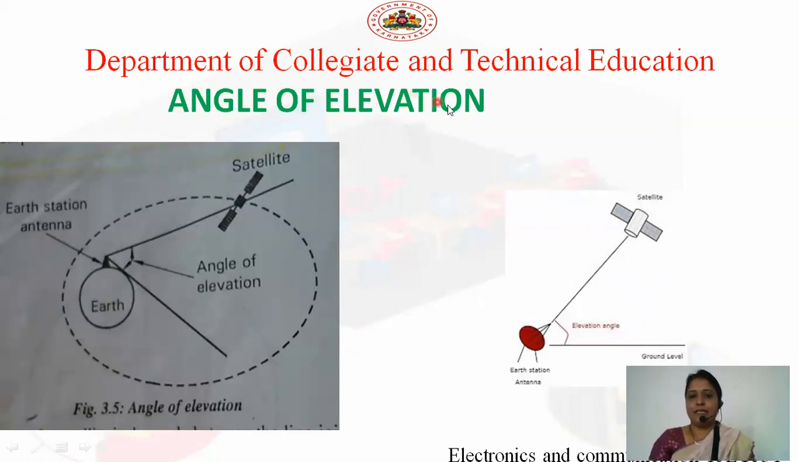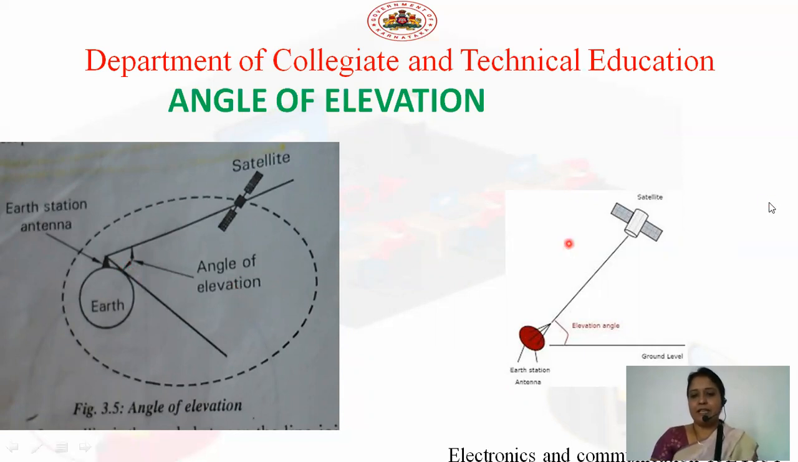Next is the angle of elevation. What is the angle of elevation? It is nothing but the angle between the line drawn from the satellite to the earth station antenna, this line which is joining the satellite to the earth station antenna, and the tangent drawn to the earth surface. This is the tangent here. Now the angle between these two lines is called the angle of elevation.